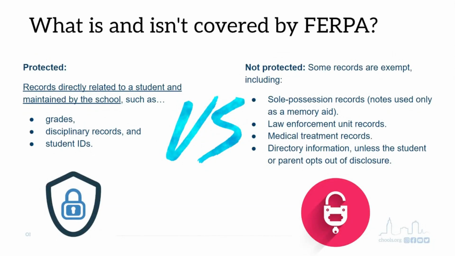So now let's discuss what is and what isn't covered by FERPA. Under protected, we have records directly related to a student and maintained by the school, such as grades, disciplinary records, and student IDs. What's not protected by FERPA are records that are exempt or sole possession records, meaning notes used only as a memory aid, law enforcement unit records, medical treatment records, and directory information unless the student or parent opts out of disclosure.